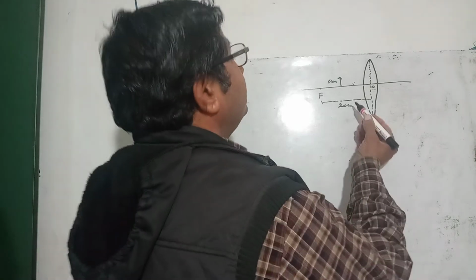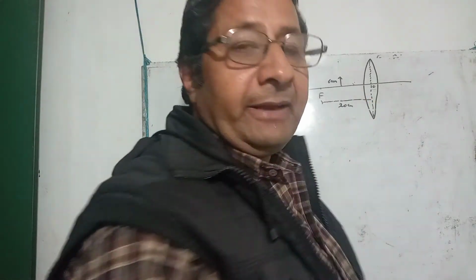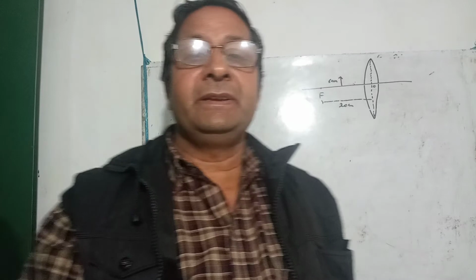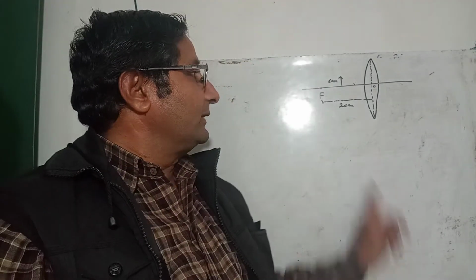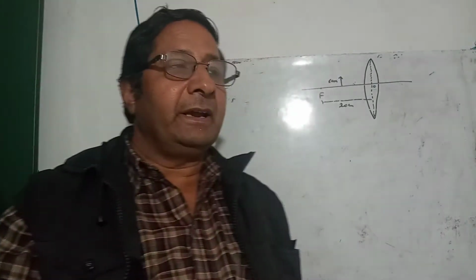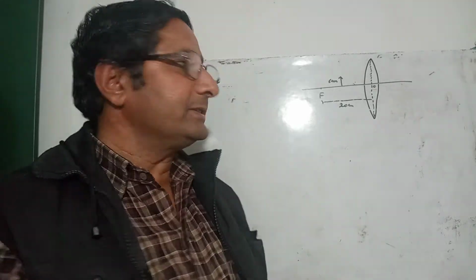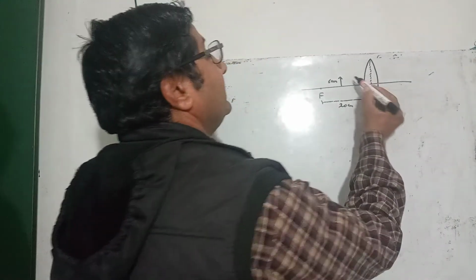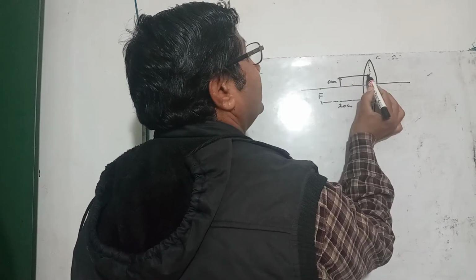An object 6 centimeter high is placed in front of a convex lens of focal length 20 centimeter. Calculate the position and nature of the image and also its size.